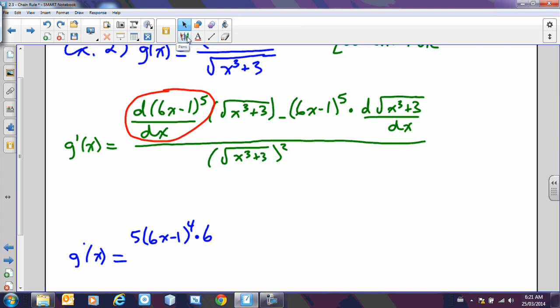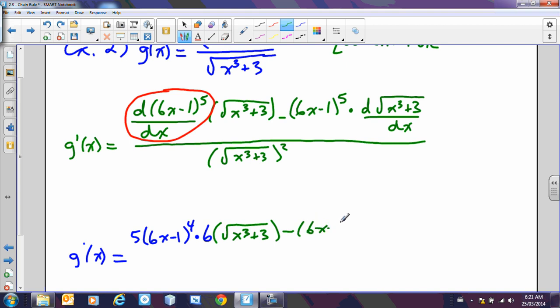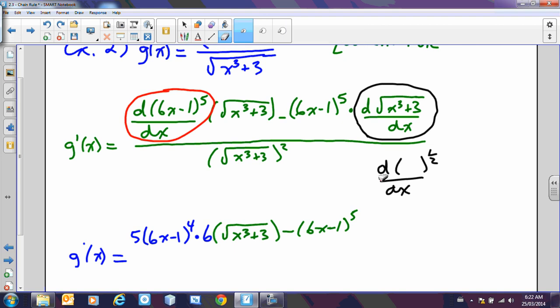The second part here, the root, I have yet to deal with. The subtraction, (6x - 1)^5, I have not yet dealt with. And then once again, the derivative over here. If I'm dealing with this, I have something to an exponent 1/2. And so I need to take the derivative of that something to the exponent 1/2 versus the something.